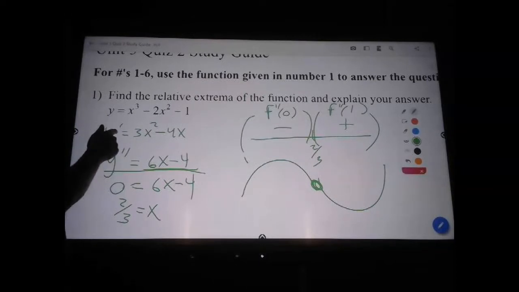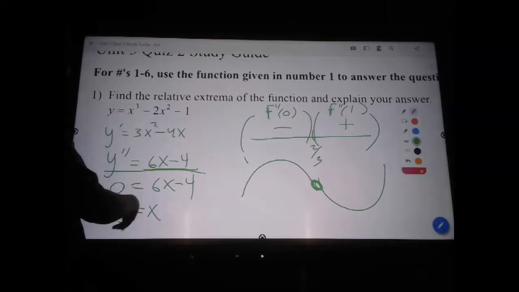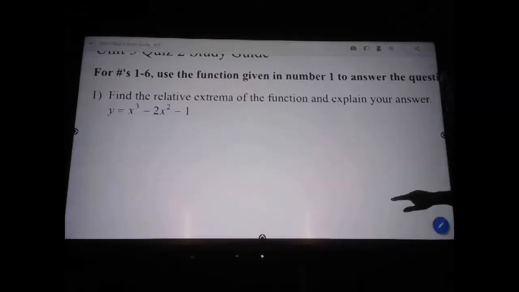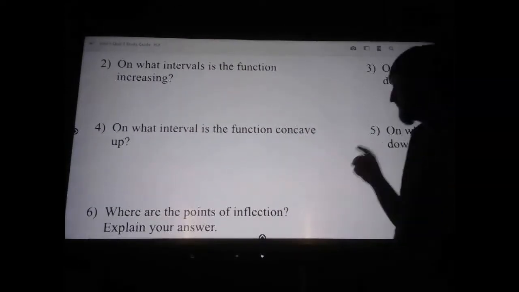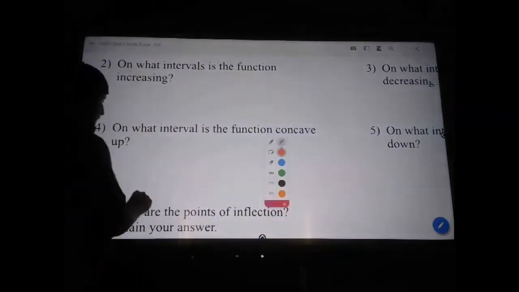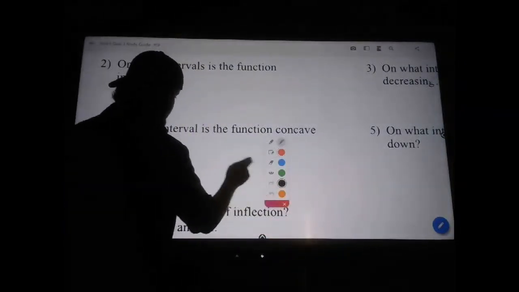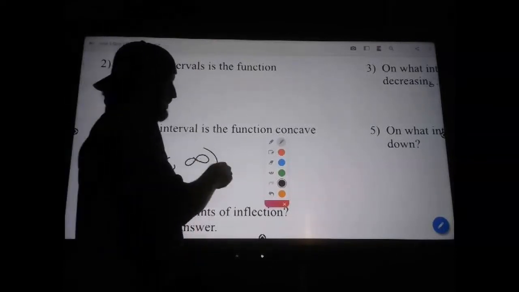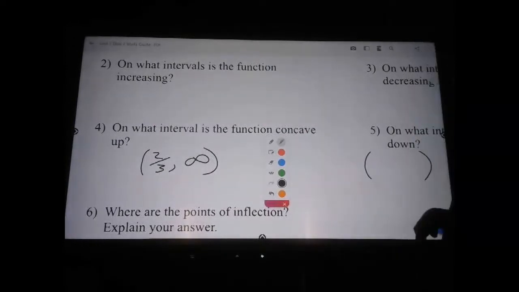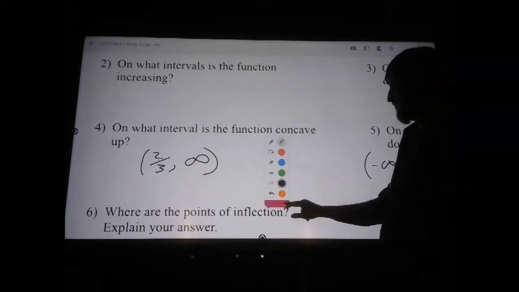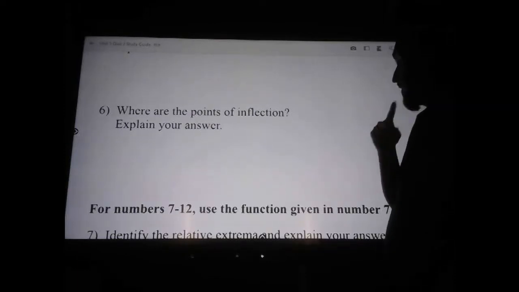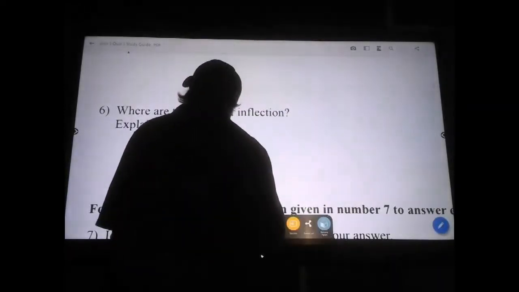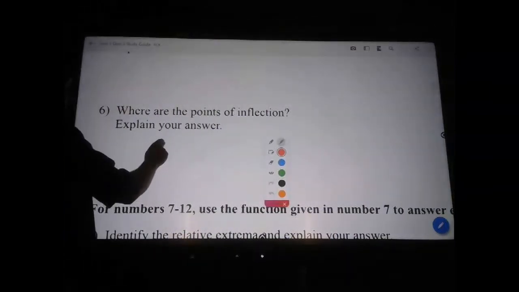So to answer, I think it was question number 3, I don't remember anymore, what interval is it concave up? Well, that was from 2/3 on up into infinity. And for number 5, it's asking us where is it concave down? Well, that was from negative infinity on up into 2/3. And then, of course, finally, we have the last question here. Where are the points of inflection? And that was at 2/3.